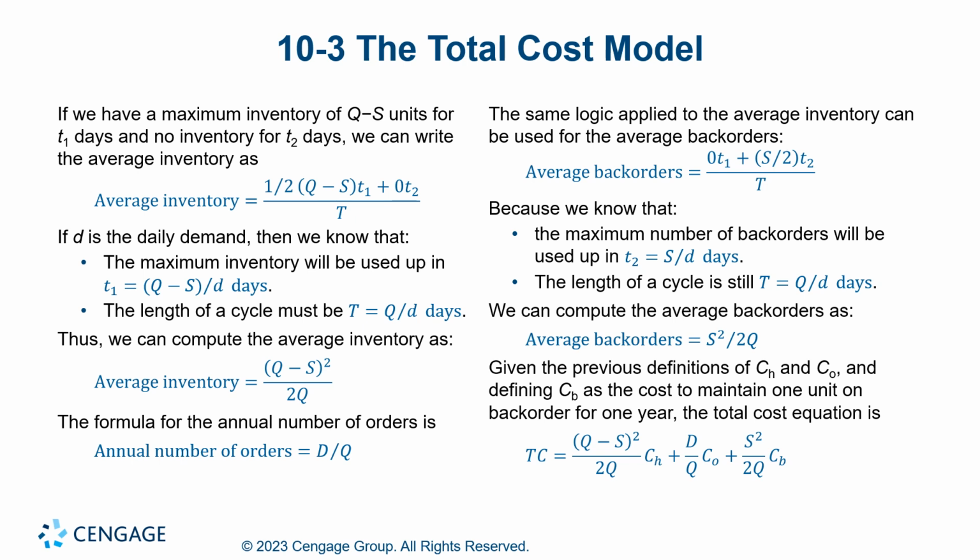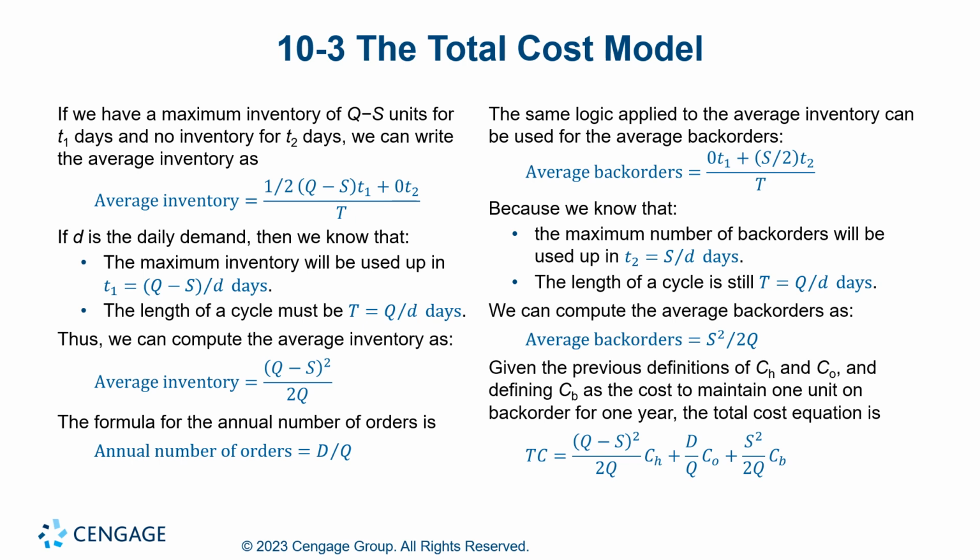So for T1, we multiply by 0, and at T2, it's given by S divided by 2, and B divided by T. Because we know that the maximum number of back orders will be used up in T2, which is equal to S divided by D days, the length of the cycle is still T equal to Q divided by D. And then we can compute the average back orders as S squared divided by 2Q.